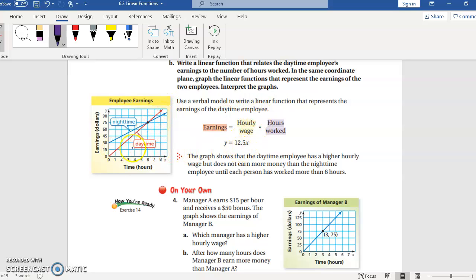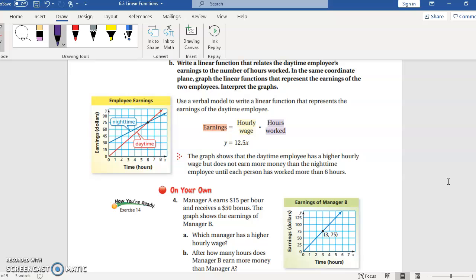So it looks like the red line is your daytime employee's. The nighttime is the blue. Because the nighttime must get like a $30 incentive, they start up at 30. The daytime employee does not get that. But since the nighttime employee makes less per hour, its graph is a little flatter. So when they intercept is when they make the same amount. So at 6 hours, they make the same amount, if we're working the same hours.